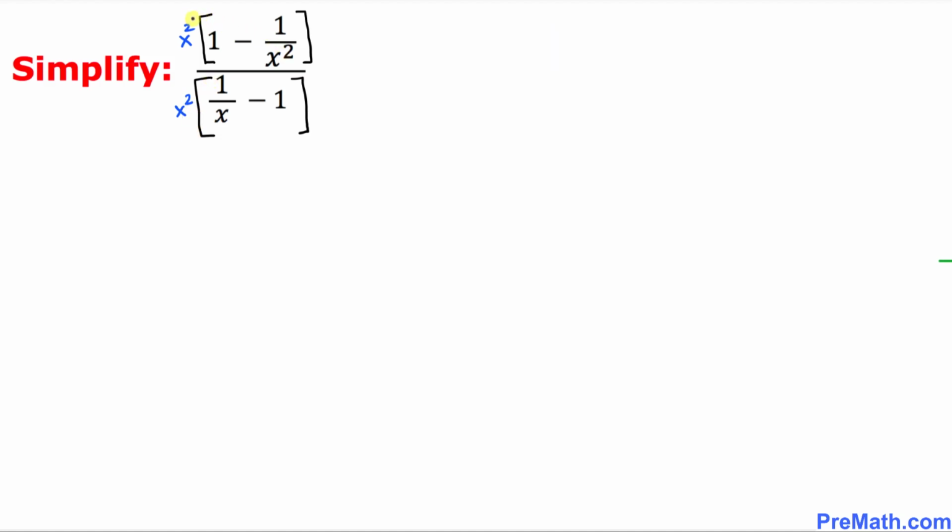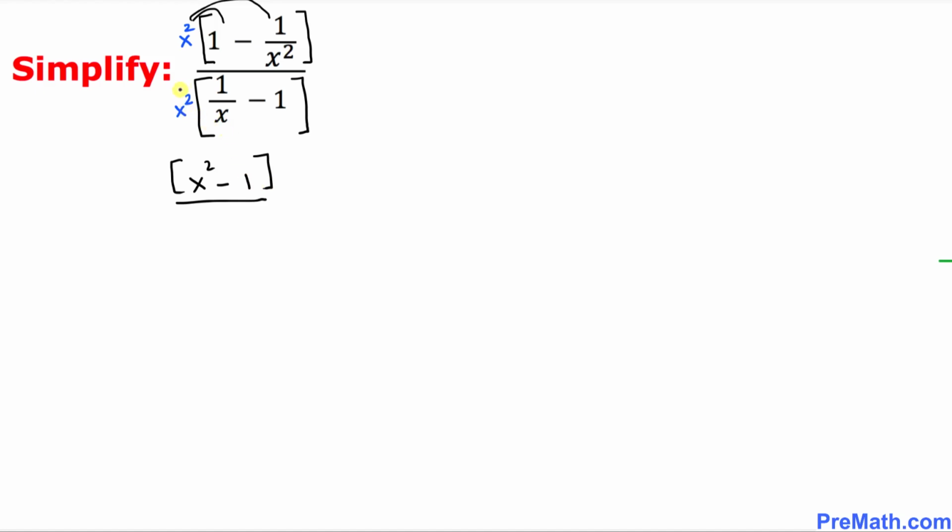And now let's go ahead and distribute this x squared across the board. On the top, that is going to give us 1 times x squared minus x squared times 1 divided by x squared. That is going to give us x squared cancel out. We got simply 1 on the top.